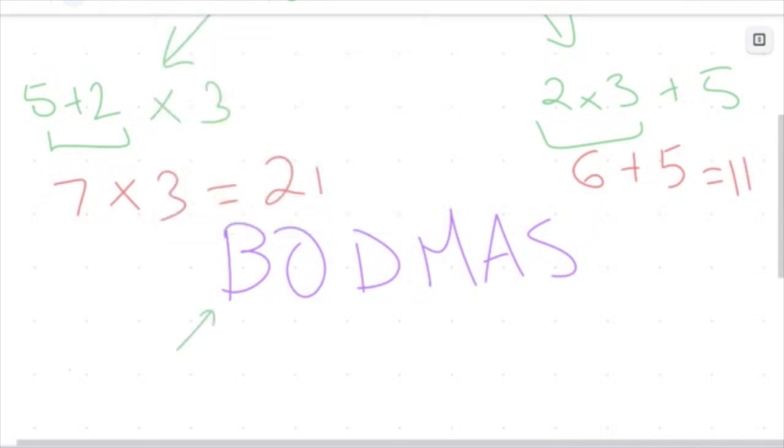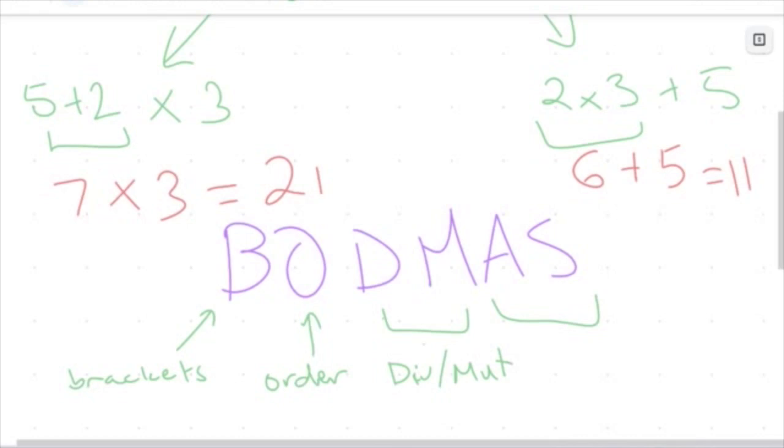So that pretty much stood for brackets. So the order we do things, first we have brackets, always do those first. And then we have an order: division, multiplication, division, multiplication, and then addition, subtraction.